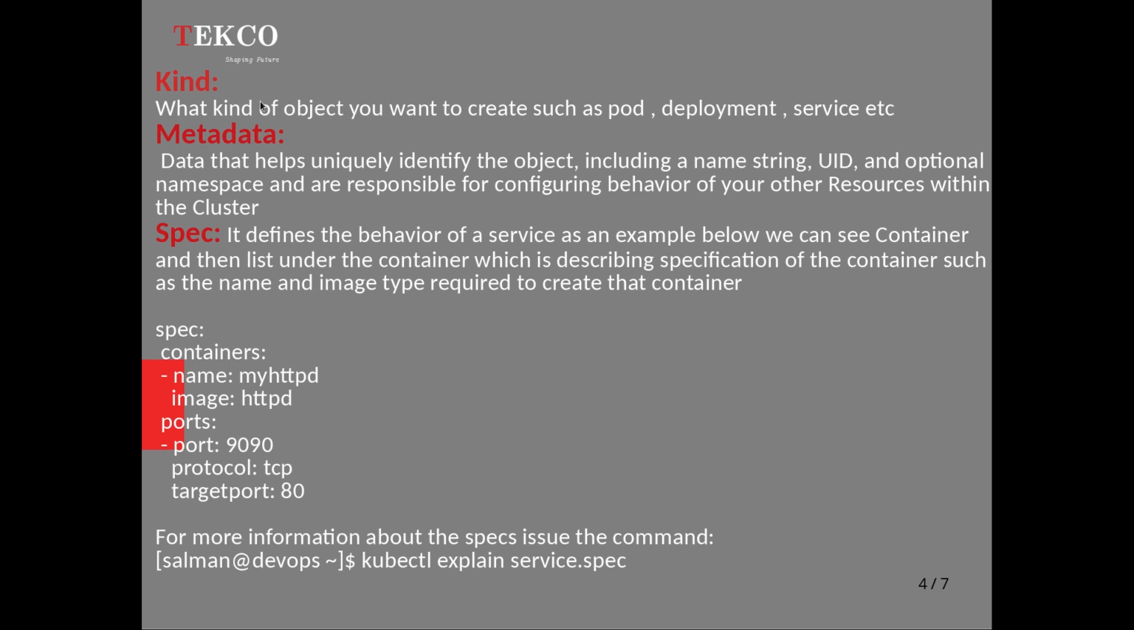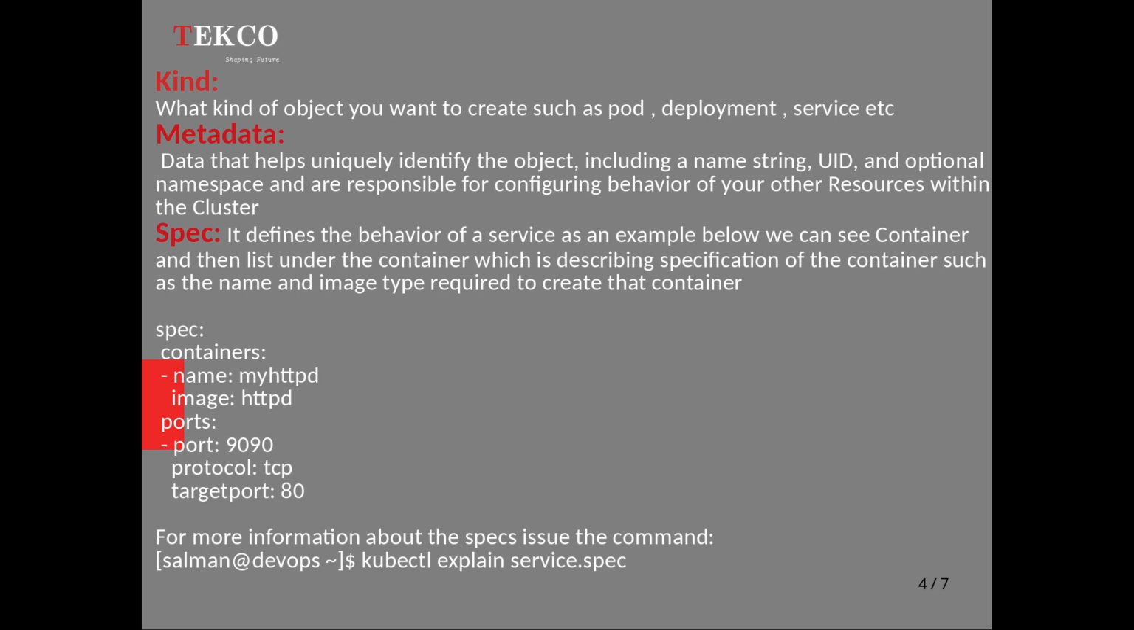Okay, so the next main content of a YAML file in Kubernetes is kind. Kind basically defines what kind of object we want to create. Examples of objects, as I already told you, are pod, deployment, services. Then the third important content type is metadata, which is data that helps uniquely identify the object. So these are the qualities of an object, and with the help of metadata we can define things such as name, string, UID, and optional namespaces, which are responsible for configuring the behavior of the resources within the cluster. So these are all defined inside the metadata.